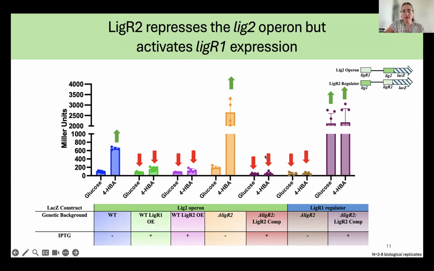is a repressor. Interestingly, we also observed that for LIGAR1 expression, when you knock out LIGAR2, the expression of the LIGAR1 regulator is suppressed, but when we complement it back, it potently activates it. So not only does LIGAR2 repress the LIG2 operon, it also activates LIGAR1 expression.